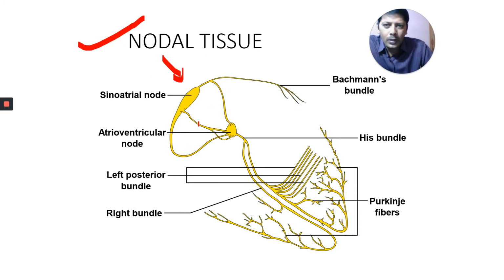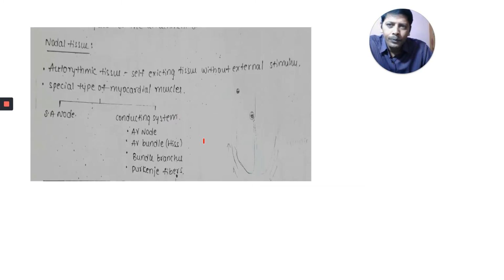Okay, this is a diagram which is representing the nodal tissue at different places in our heart. Okay, nodal tissue, autorhythmic tissue. Note down this point. Self-exciting tissue. Okay, on its own it can excite. Our muscle cells are excitable. When they receive stimulus, they can excite. But it is self-exciting tissue. Without any external stimulus, it can excite.